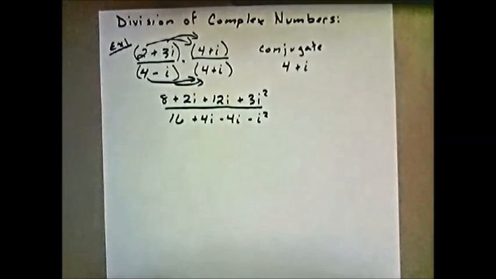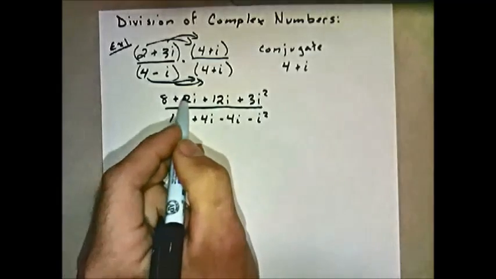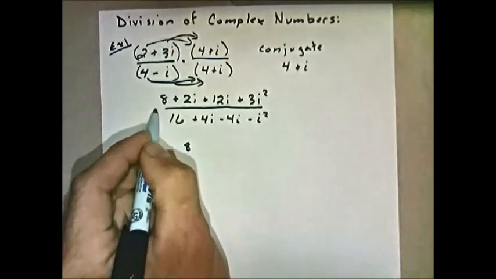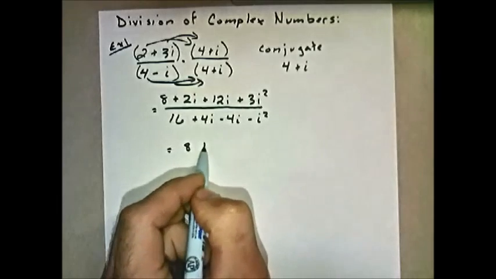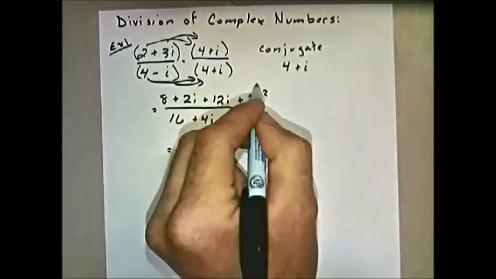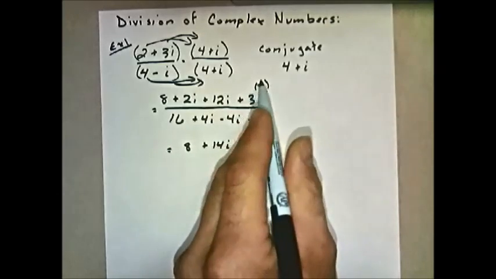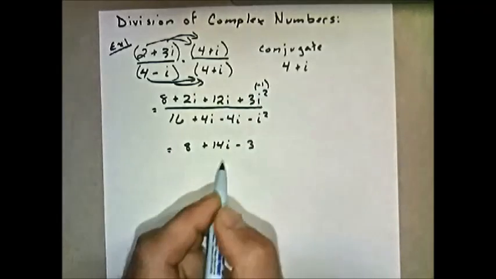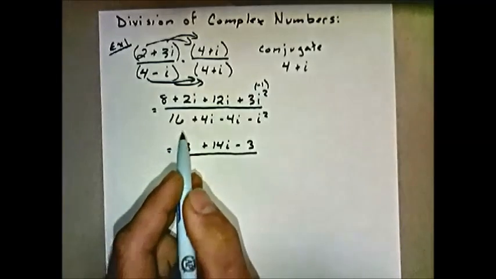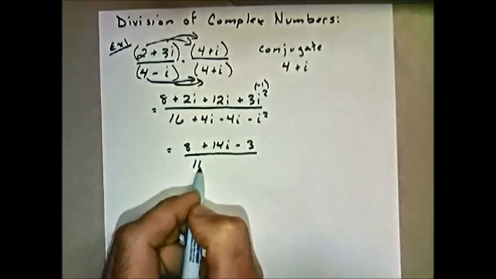Now we can simplify it as we did in the past. Our two middle terms will combine on top. So we end up with 8 plus 14i. Remembering i squared equals negative 1, so we have 3 times negative 1, or minus 3. Our denominator, we have 16.